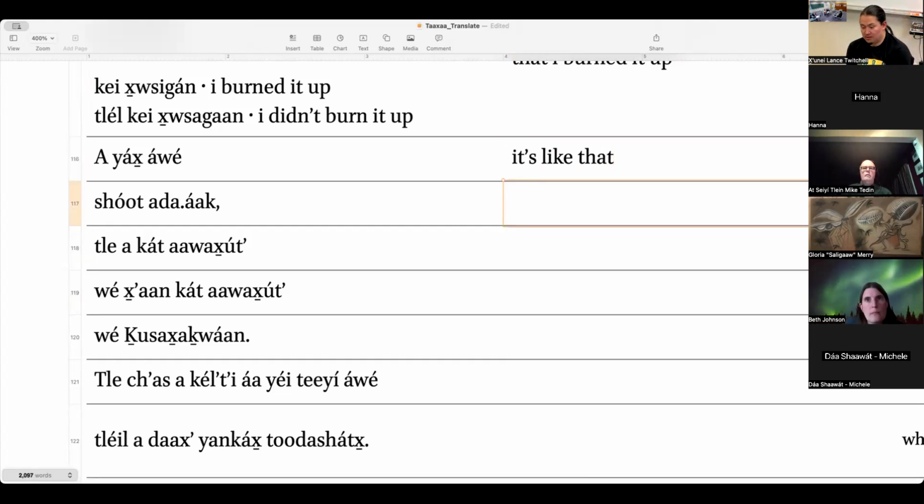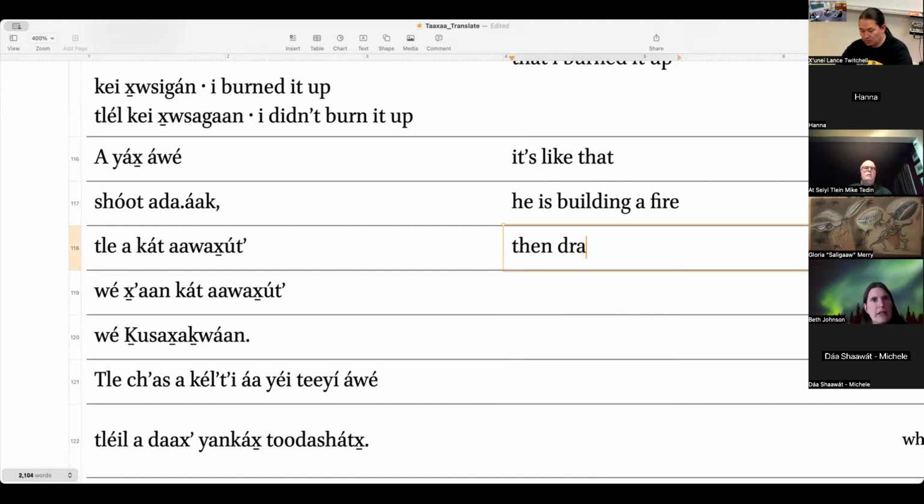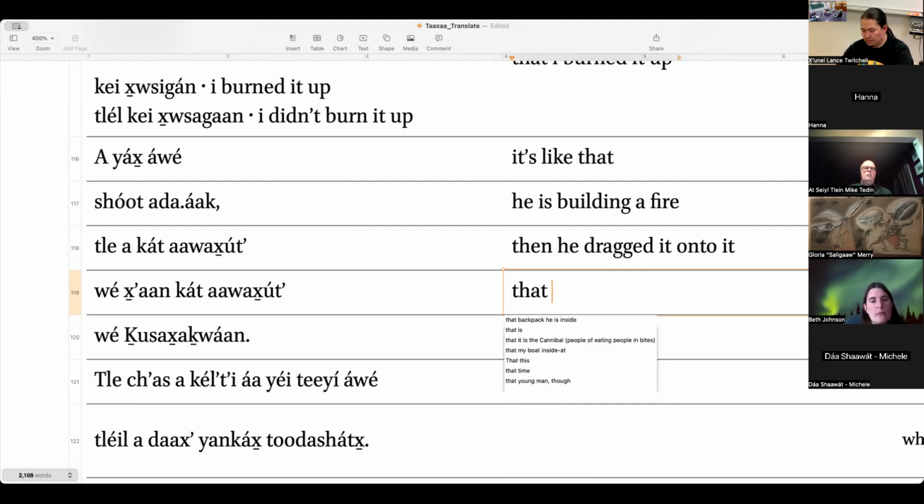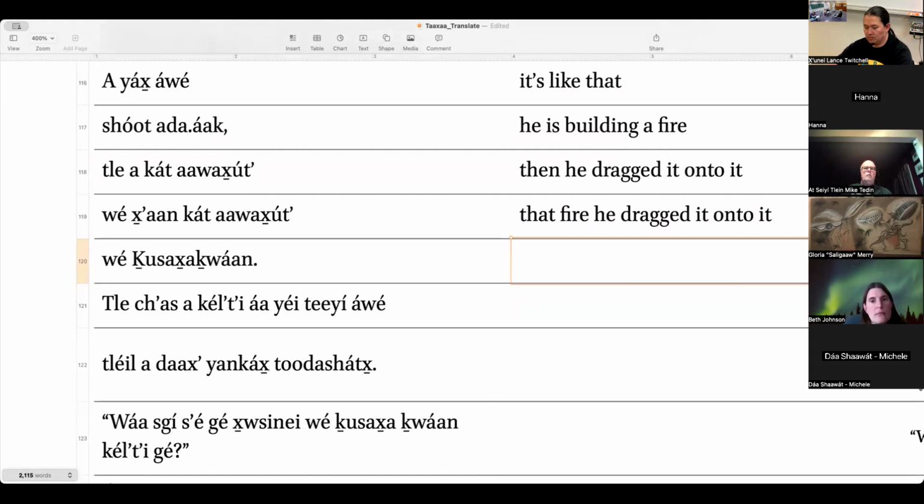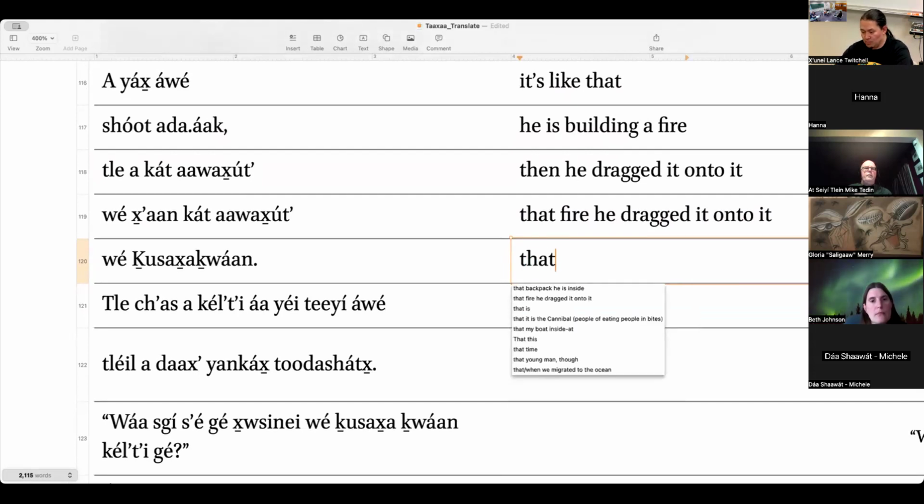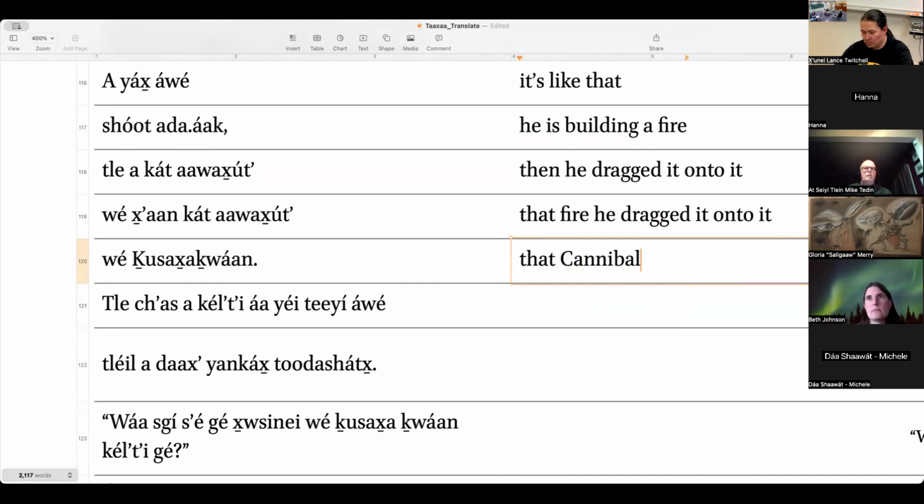Shoot at the arc. He built a fire. He is building a fire. Cut our hut. Then he dragged it at the surface. Dragged onto it. On cut our hut. That fire on that fire that they are dragged on. It's a cannibal.